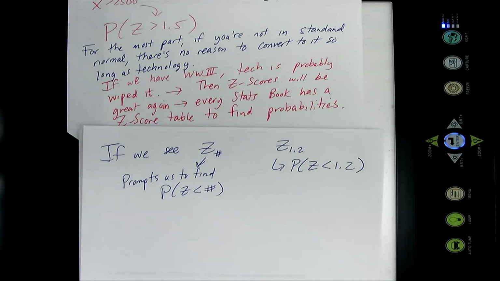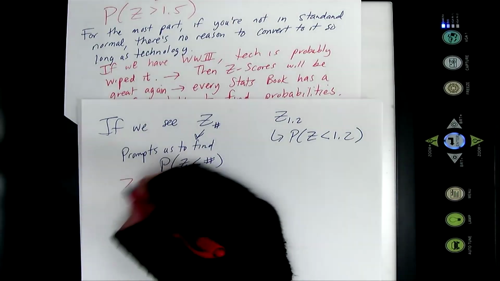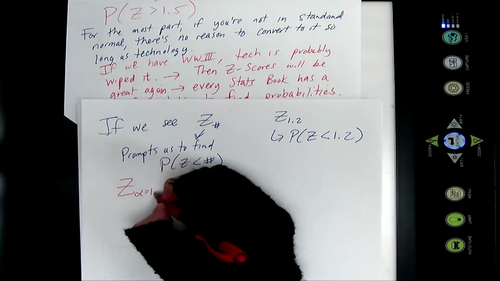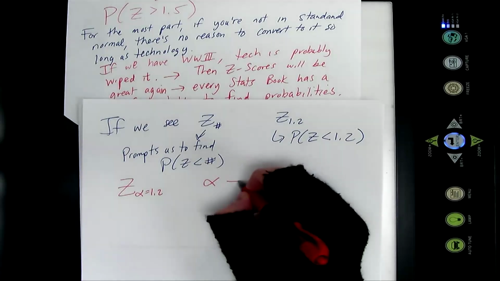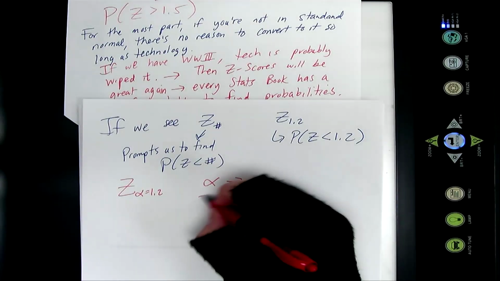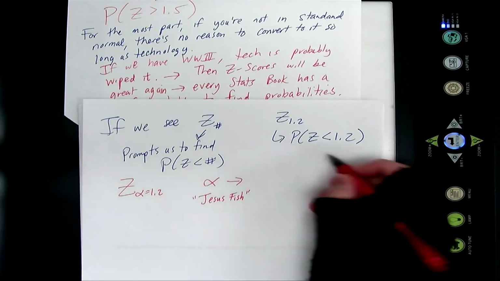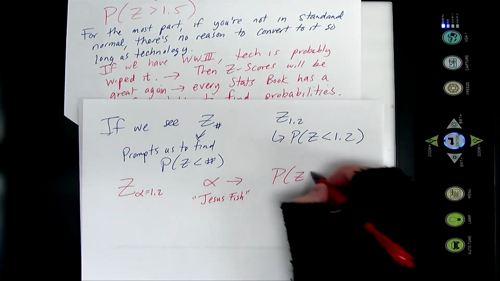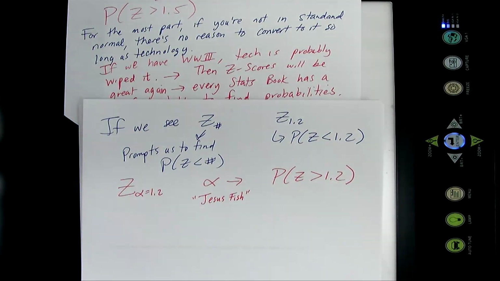And for some reason, and I don't know which jackass came up with this, they'll also have Z alpha equals 1.2. And for some reason, the alpha symbol means, or Jesus fish, as some people like to call it, it means switch it around, do greater than 1.2. So the alpha means go to the right.